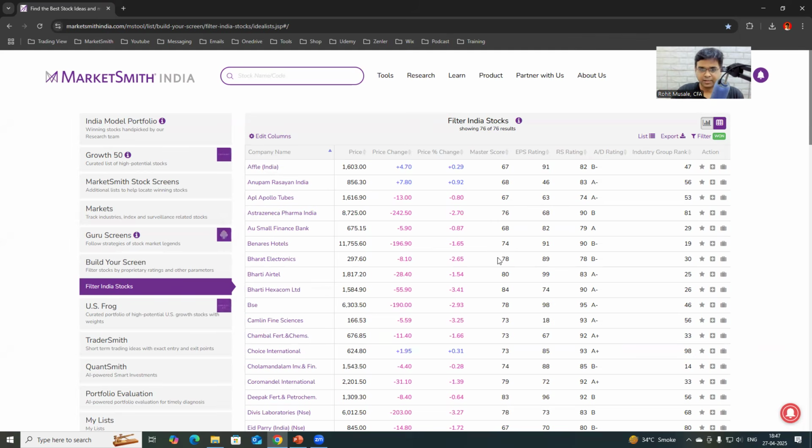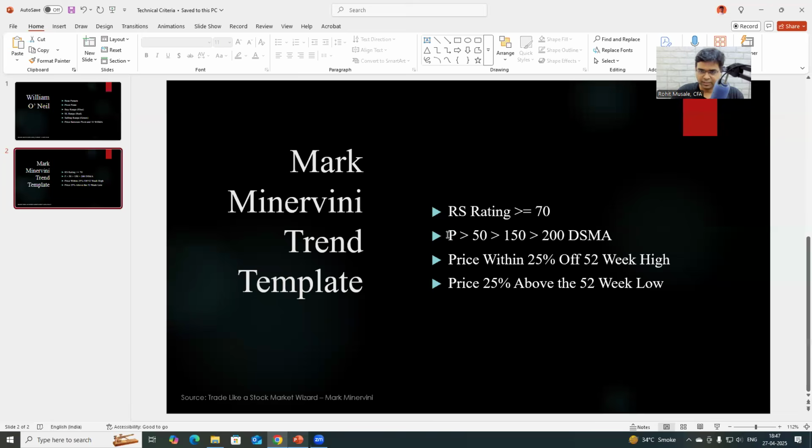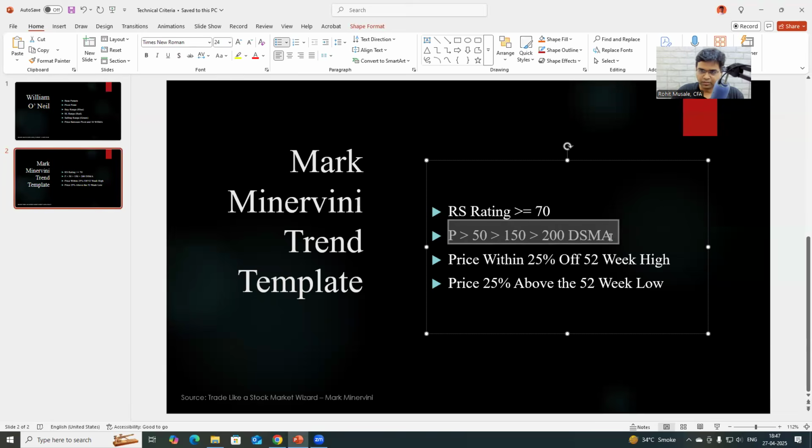Even this doesn't guarantee that this criteria is met. Some of the stocks in the filter will not meet the criteria. So from 5,300, you come down to 76. From 76, you come down to maybe 5 or 10 stocks, which meet all of these 10 criteria.